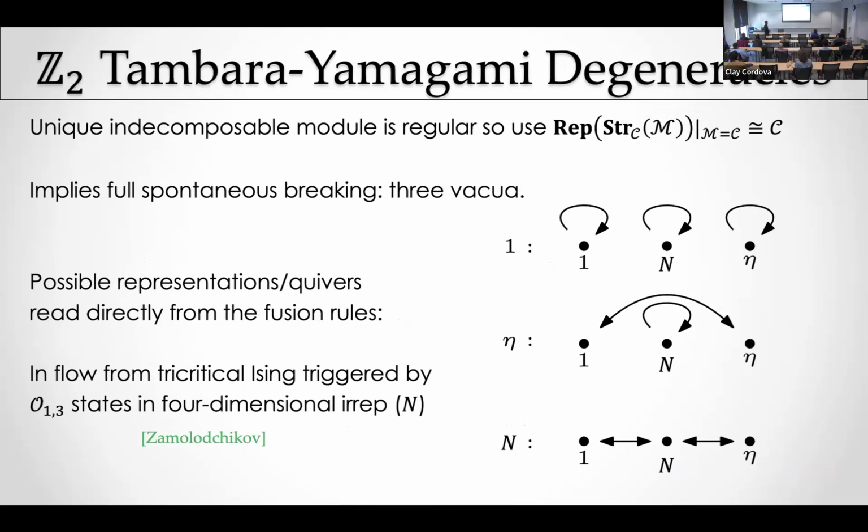Okay, so one flow we solved, the one that preserves Fibonacci symmetry. Let me flash the answer to the other one. So I told you there was another flow out of the tricritical Ising model, and that preserves a different kind of symmetry, the Tambara-Yamagami symmetry. That one, there's 3 ground states at long distances, and there are 3 possible representations that you can write down of this symmetry.